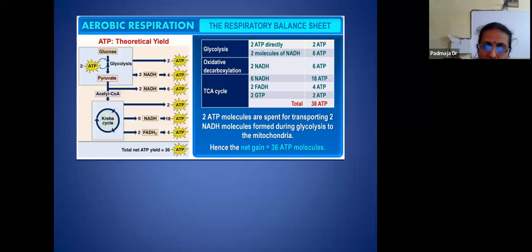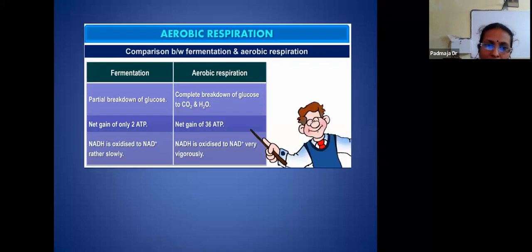So they may ask a question regarding this, or they may ask how many ATP molecules 1 NADH is equal to. And next is the comparison of ATP formation between fermentation and aerobic respiration. We already know that fermentation comes under anaerobic respiration. The anaerobic respiration is nothing but the partial breakdown of glucose, and there is a net gain of only 2 ATP molecules.